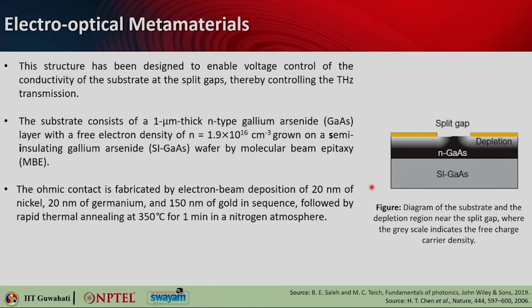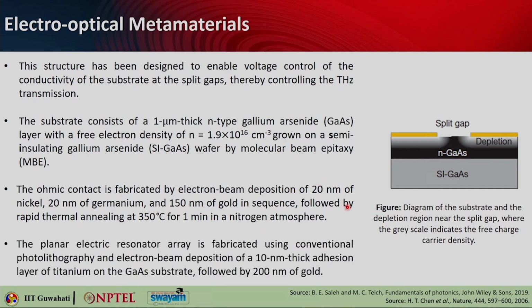The ohmic contact is fabricated by electron beam deposition of 20 nanometer of nickel, 20 nanometer of germanium and 150 nanometer of gold in sequence, followed by rapid thermal annealing at 350 degree centigrade for 1 minute in nitrogen atmosphere. So, this is the method of fabricating this particular ohmic contact.